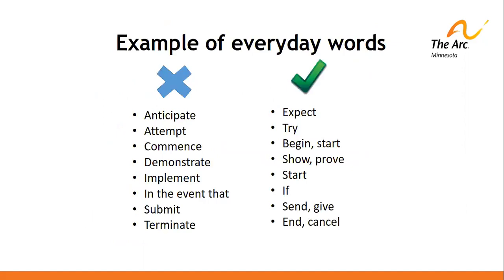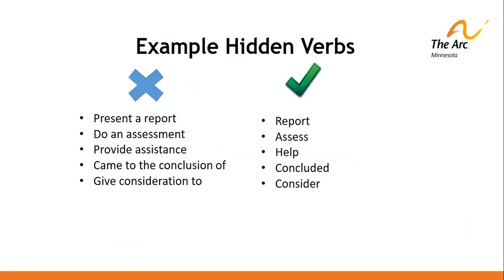Here are some examples of everyday words. The list on the right are plain language. Instead of anticipate, use expect. Instead of commence, use begin or start. Here are some examples of hidden verbs. You can change your writing to have fewer words, which is helpful. If you compare the list on the left to the list on the right, you will see the list on the right is shorter. When you are writing, see if you can use fewer words and still get across what you mean to communicate.